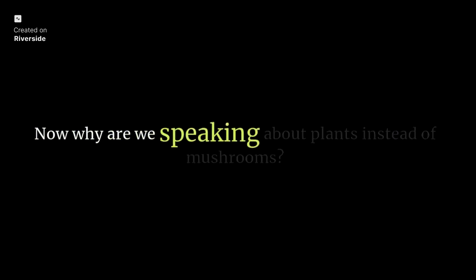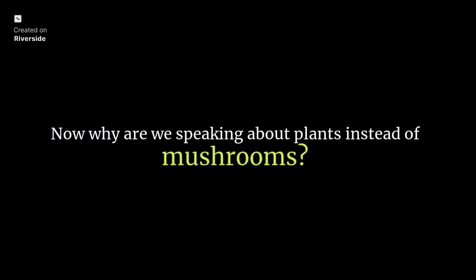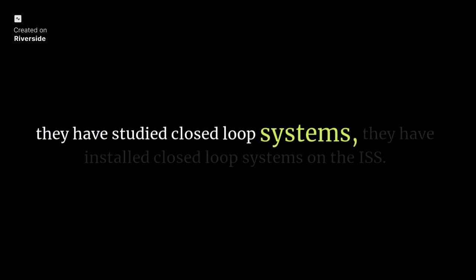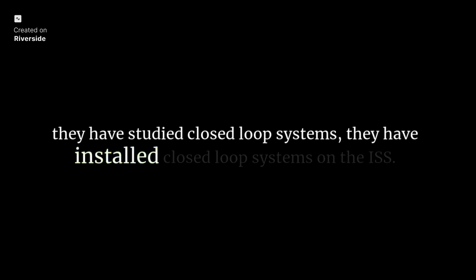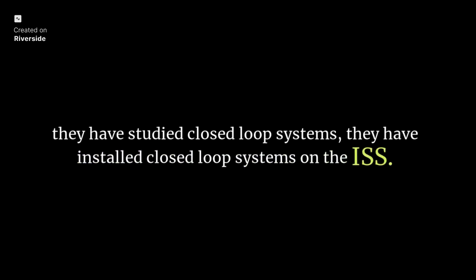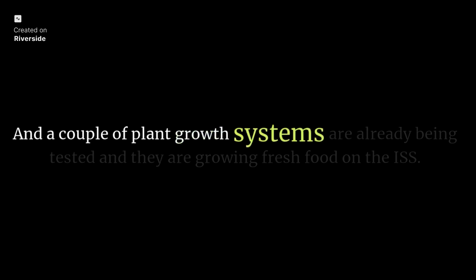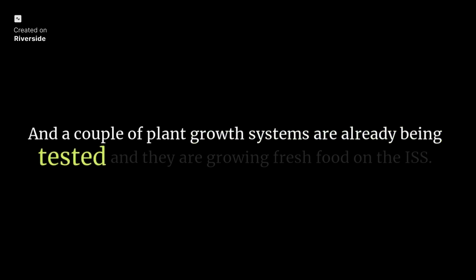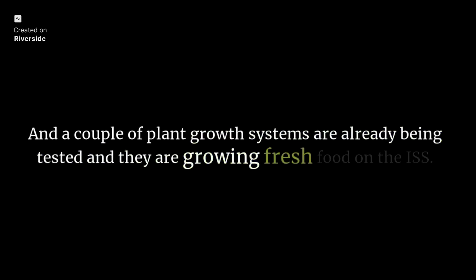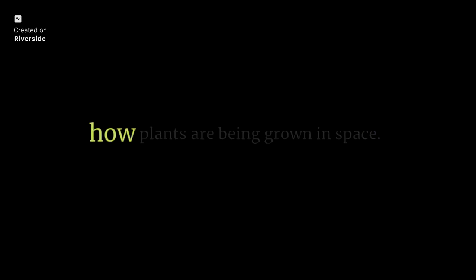Now, why are we speaking about plants instead of mushrooms? First of all, they have studied closed loop systems. They have installed closed loop systems on the ISS. And a couple of plant growth systems are already being tested, and they are growing fresh food on the ISS. It is important for us to understand and learn more about how plants are being grown in space.